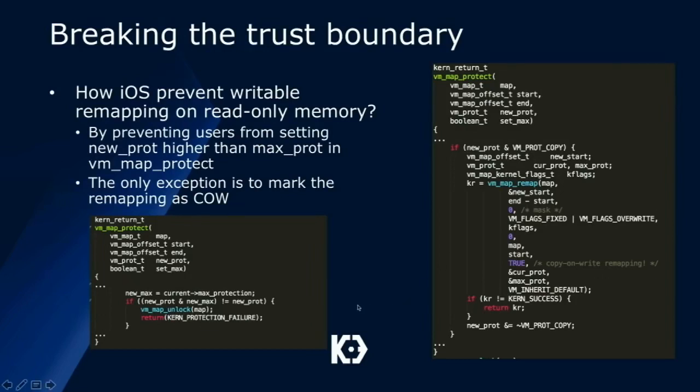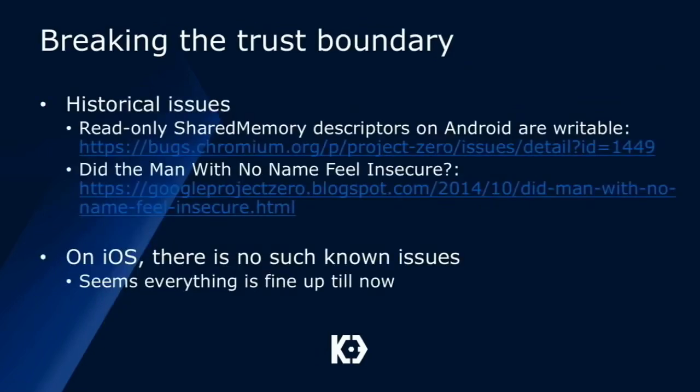But there is an exception when you specify the copy-on-write protection property. The remapping will be allowed, but another copy of the physical memory will be used. So you are still not able to modify that original memory.